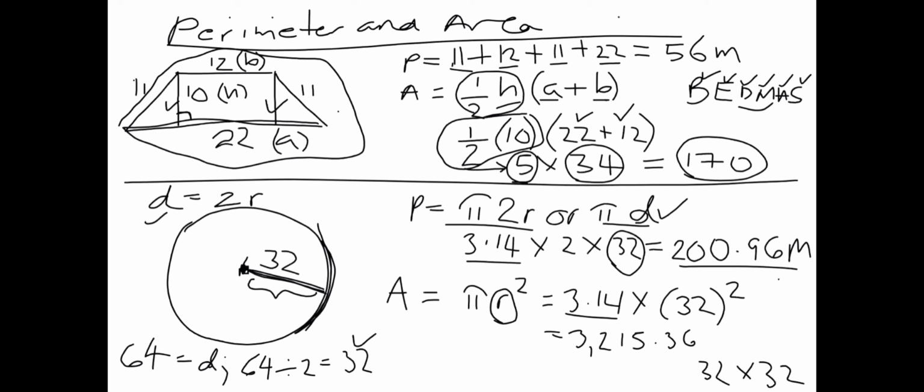1,024. So what we did, we took the 3.14, which is this right here, and we multiplied it by 1,024, and then we got 3,215.36, and that will be the area.